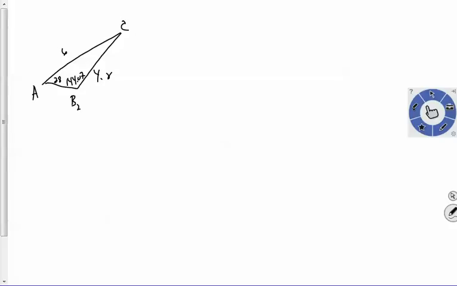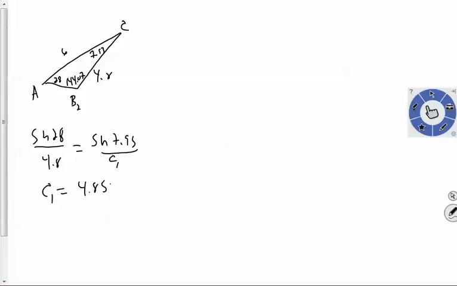So what do I got to do? All right, so I set up sine of 28 over 4.8 equals the sine of, I guess this is going to be 7.93 now, over C1. And so when you cross multiply, you get C1 equals 4.8 sine 7.93, and that's all over the sine of 28. So C1 is 1.4.